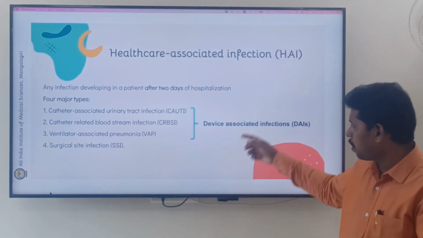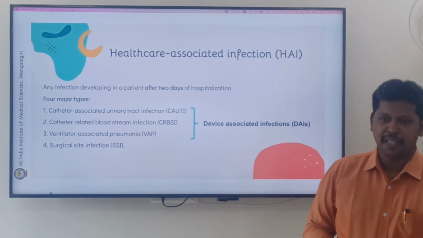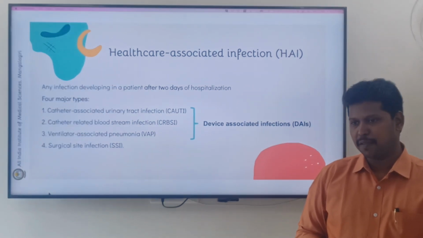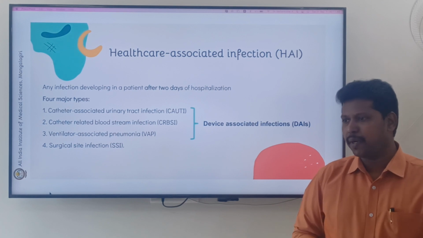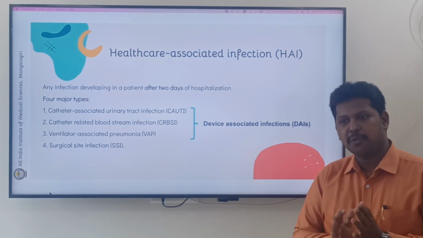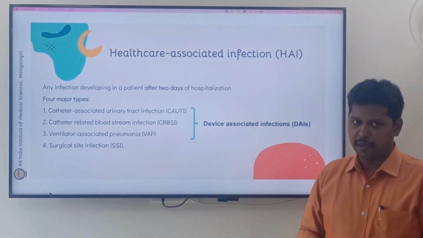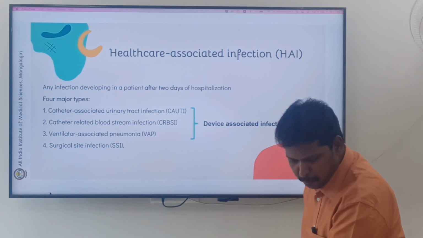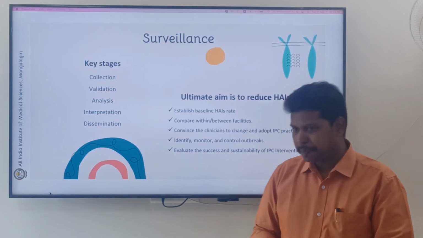Out of these 4, if you notice, the first 3 ones are all device associated infections because there is a presence of or association of an indwelling device in all the 3 cases in the first 3 ones. The surgical site infection is the different one. The surveillance is also quite different compared to the initial 3 ones. So I will be targeting only the surgical site infection surveillance today.